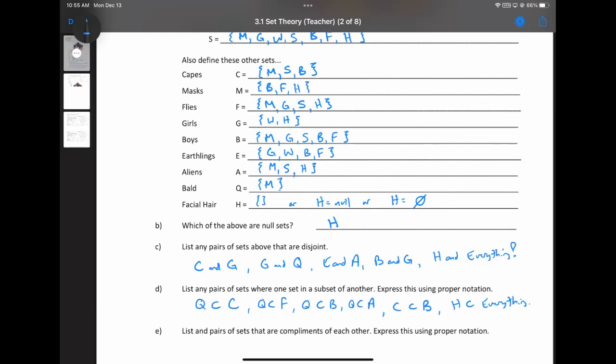Now, if I look at boys and girls, those two are going to be complements of each other. Everyone in this group who's not a boy is a girl. Now, I will point out, just because I want to be sensitive to people who are part of the LGBTQ plus community, that I'm not saying that those are the only two binary things out there. I'm saying that within this set, those are the only two options.